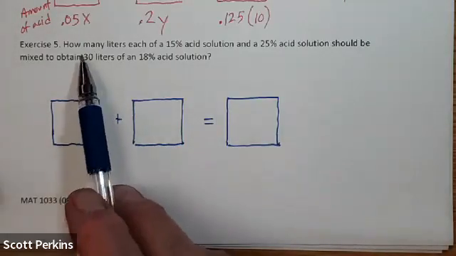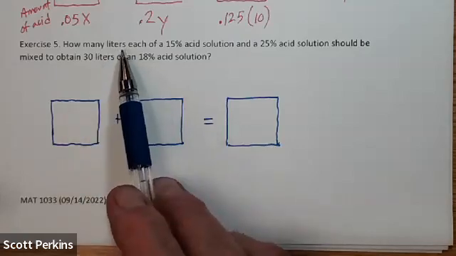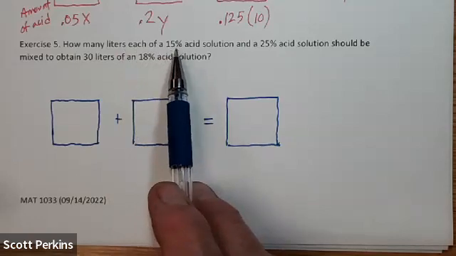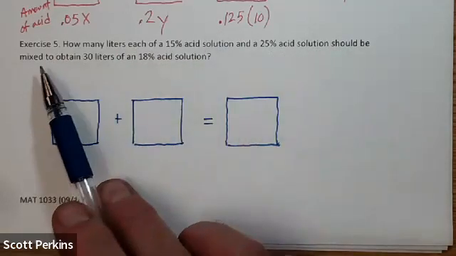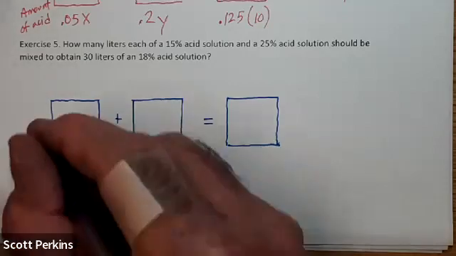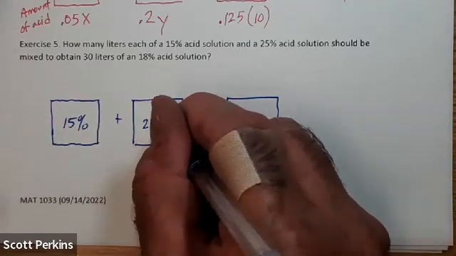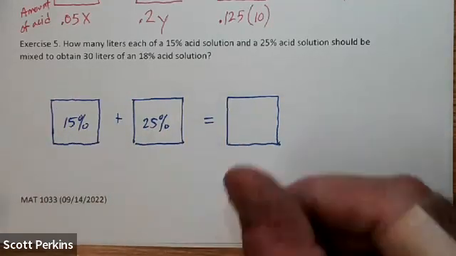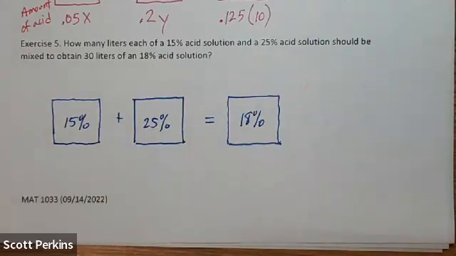So the problem says how many liters. I've changed the units to liters instead of ounces. So big change there. Each of a 15% acid and a 25% acid should be mixed to obtain 30 liters of an 18% solution. First thing I'm going to do is label the attribute. The things that I'm adding together are a 15% solution and a 25% solution, and we're doing that in order to get an 18% solution. So I've got that. Now you're going to help me with the rest.